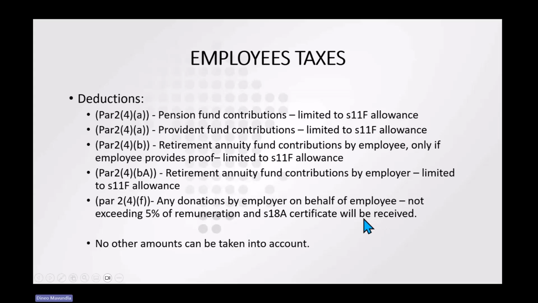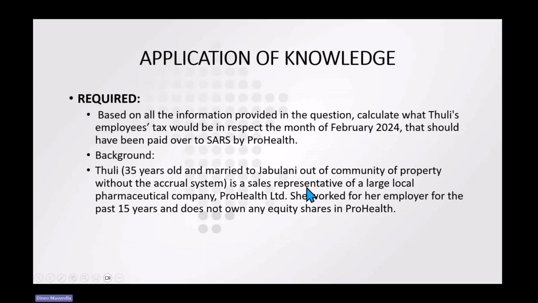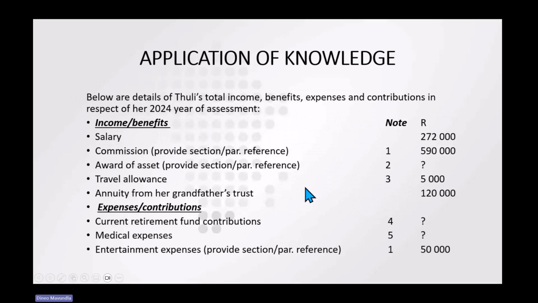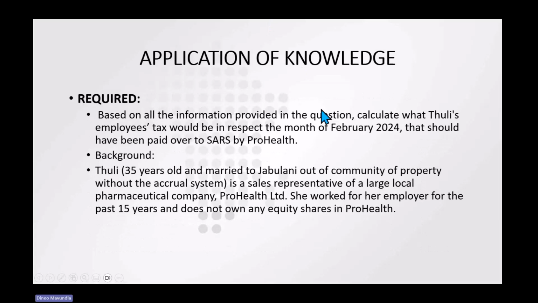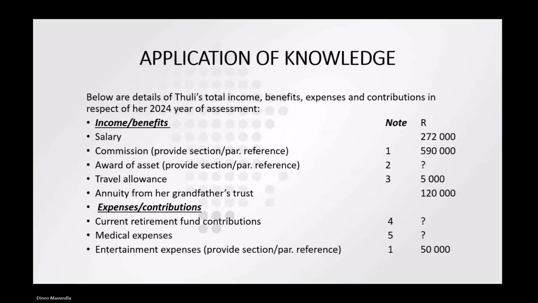There is no provision in terms of paragraph 2.4 that allows any other expenses. These are the only deductions that you can claim when you're determining your employee's tax. Janelle, yes. Can I ask about the entertainment? Yes. What section reference are we going to give? Because it's not allowed according to section 2.4. So which section are we going to provide?